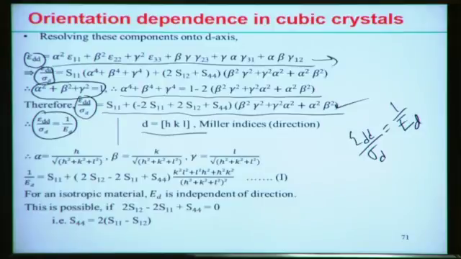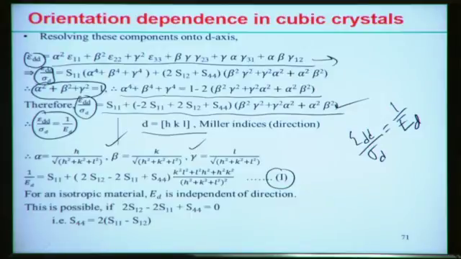Further analysis of the direction cosines in terms of the Miller indices can also be done. Suppose the Miller indices of direction D are HKL. In this case the direction cosine alpha can be represented as H by the magnitude, root over H square plus K square plus L square, and similarly beta and gamma. If we put all these expressions, we can find out that the Young's modulus along direction D is represented by equation 1, where if we know the Miller indices of one specific direction, we can find out the Young's modulus along that direction using this formula.